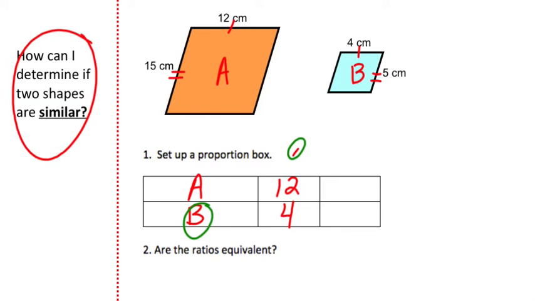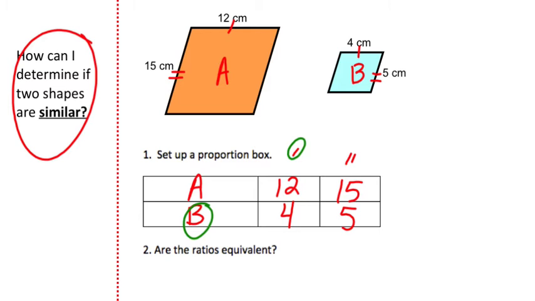So now let's go back to parallelogram A. And the longest side length is 15 centimeters. And again, I might just make myself a little note there to say that now I'm going to record the side lengths that have 2 little marks on them. And so from parallelogram A, that side is 15 centimeters long. And from parallelogram B, that side is 5 centimeters long. So here's my proportion box.